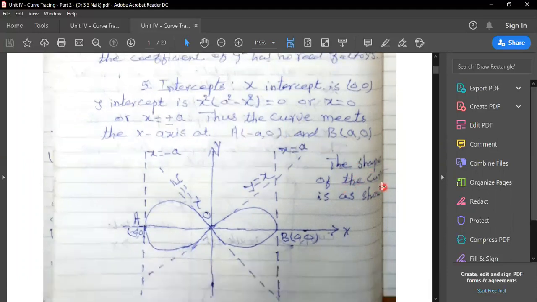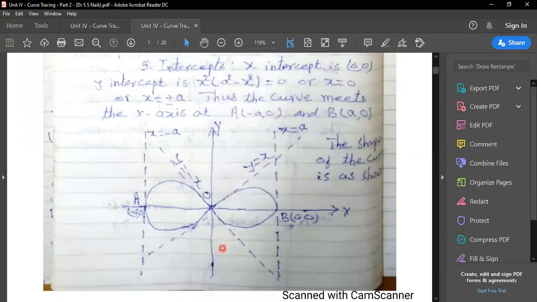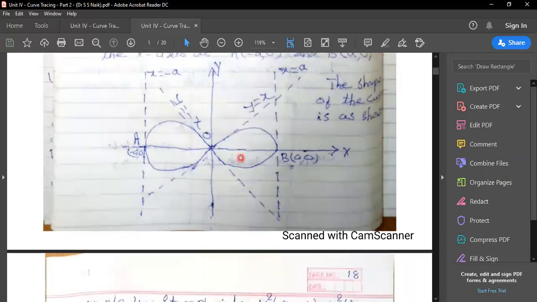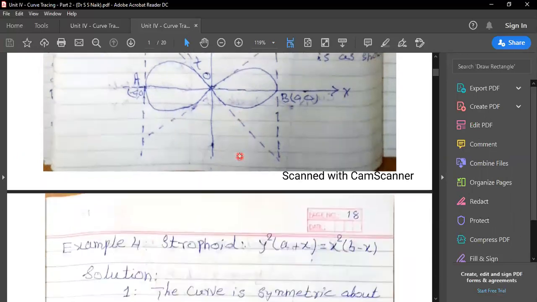The shape of the curve, using the above points, is this. This is the origin. The origin is a point on the curve. The curve is symmetric about the x-axis as well as the y-axis. Then these are the tangents at the origin, y equal to x and y equal to minus x. And these are the points x equal to a and x equal to minus a. This is the curve for the above equation.